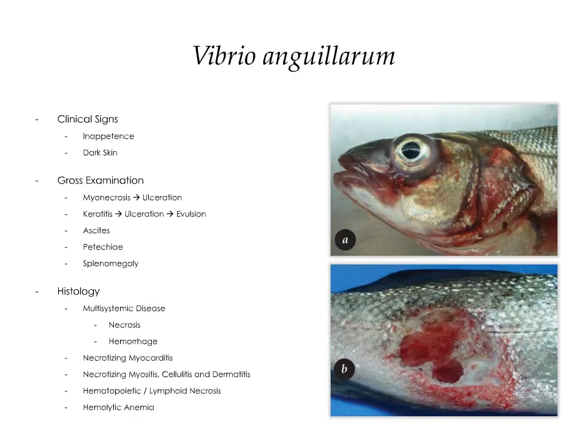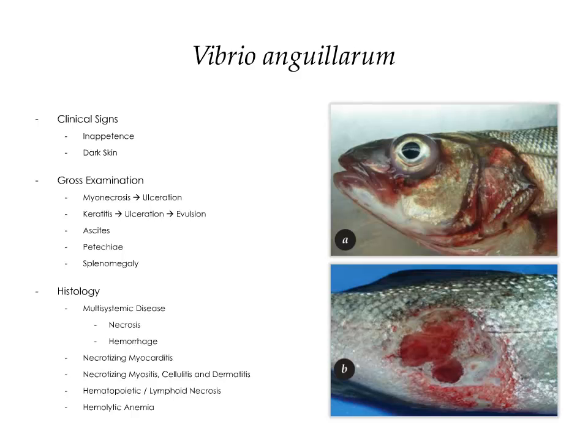Clinical signs include inappetence and darkened skin. On gross examination, there can be extensive regions of myonecrosis, progressing to ulceration. This is the result of bacterial embolization to the skeletal muscle. Infection is also associated with lesions that are typical of septicemia, including ascites, widespread petechial hemorrhage, and splenomegaly. Other lesions include keratitis, ulceration, and divulsion of the contents of the eye.